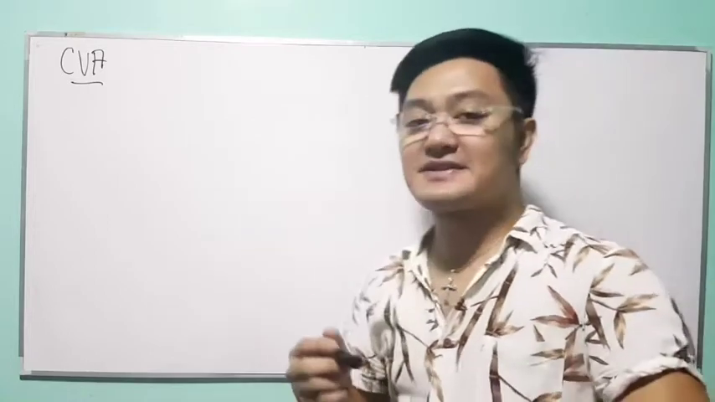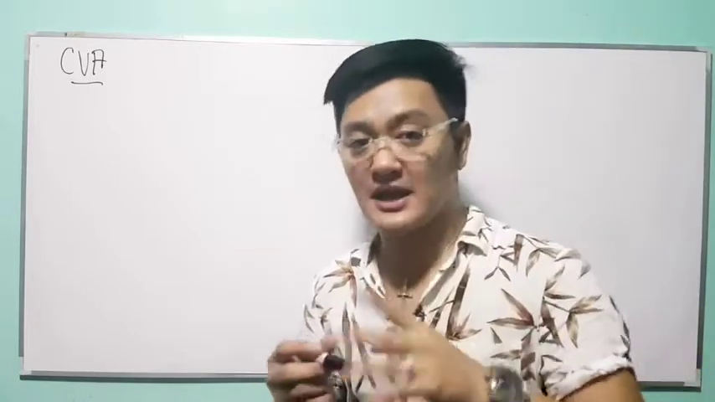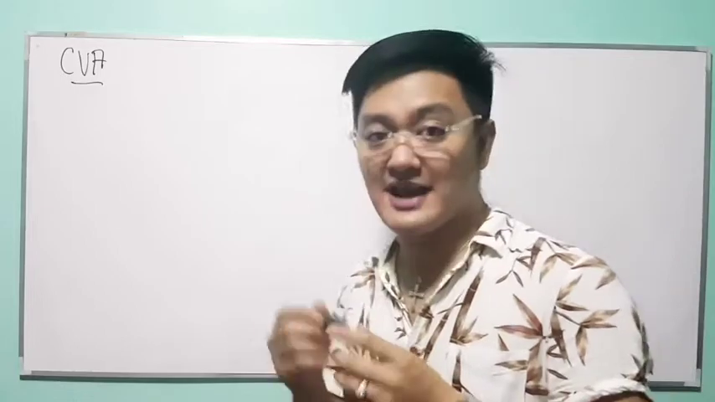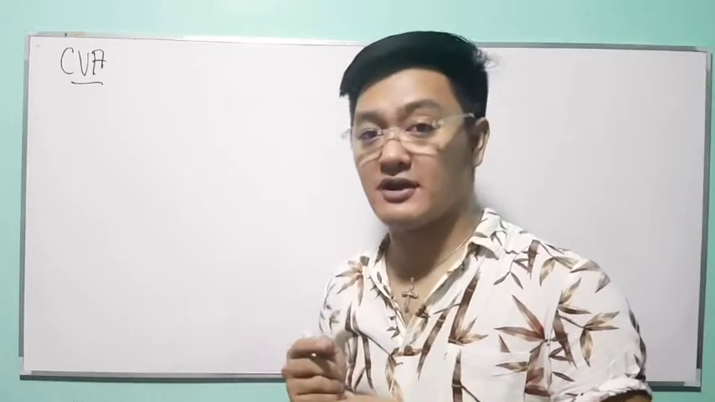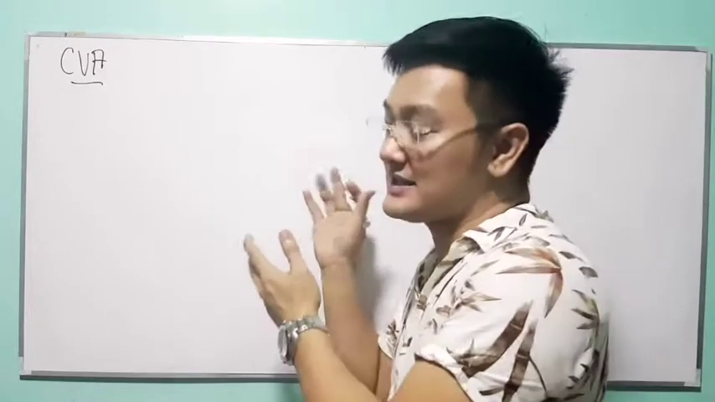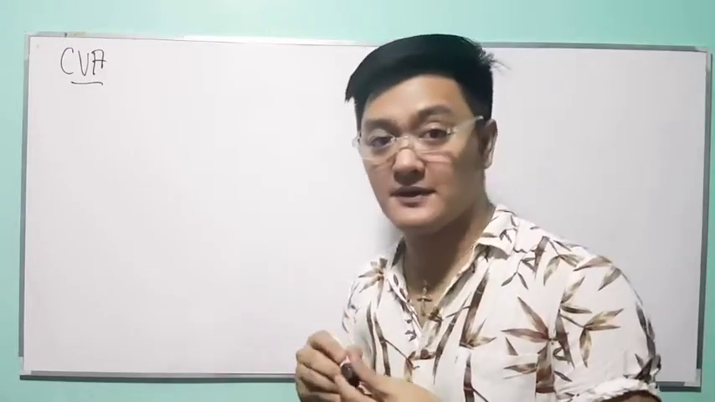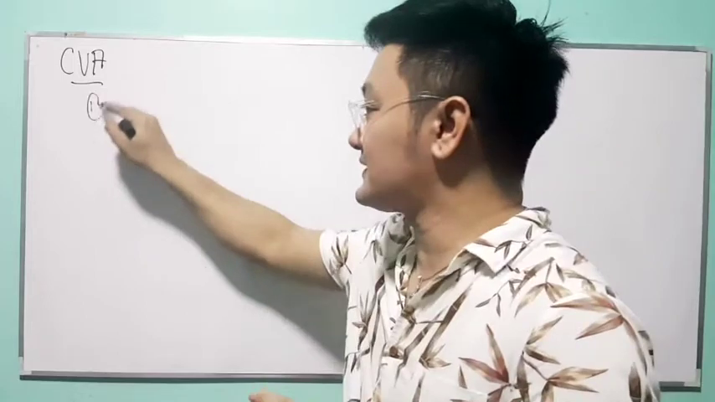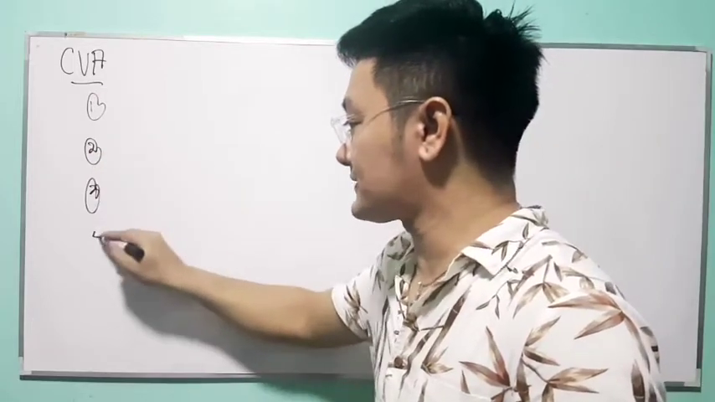Anyway, your CVA actually has 4 common types. Actually, you have it there in the book, The Chronicle of Medical Surgical Nursing, so you can use that as your reference. This is just a supplementary video of the book. So there are 4 common types of CVA. What are the 4 types of your CVA?